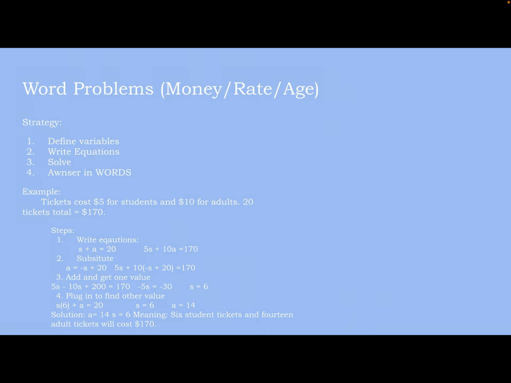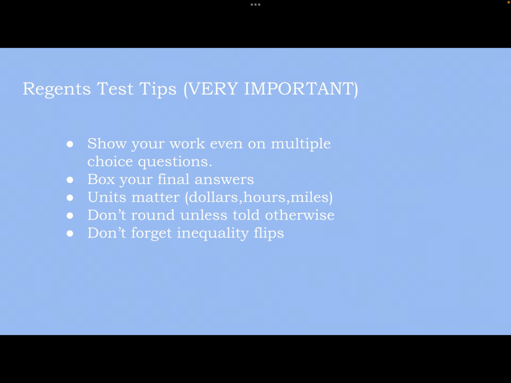So now you have both your values. Now this is where you interpret it and answer in words. So if A is 14 and S is 6, that means that 6 student tickets and 14 adult tickets will cost $170. So make sure you remember your variables. When solving, always choose an answer that makes sense. Let's say you got an answer like 100. You know that can't be correct, based on how many tickets there are. Just make sure you're using your common sense. Or like, there can't be a negative number of tickets in real life. So just keep that in mind.